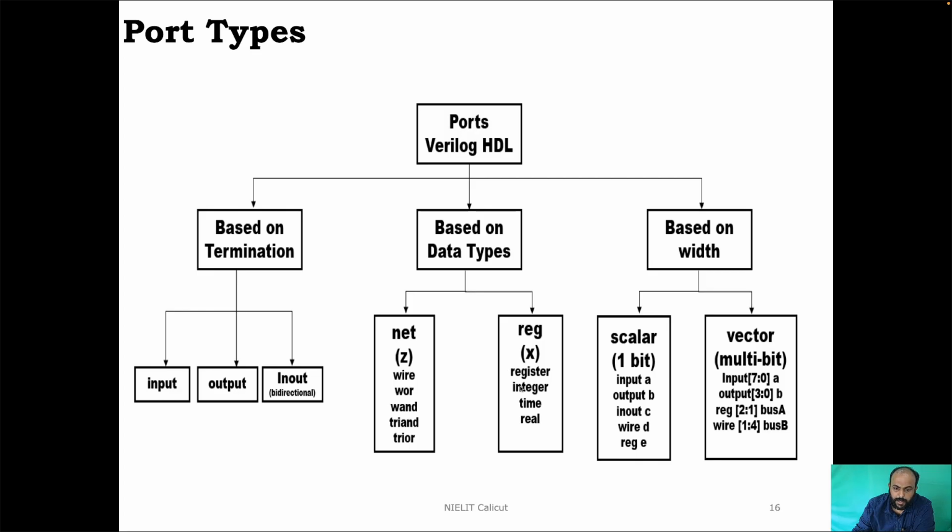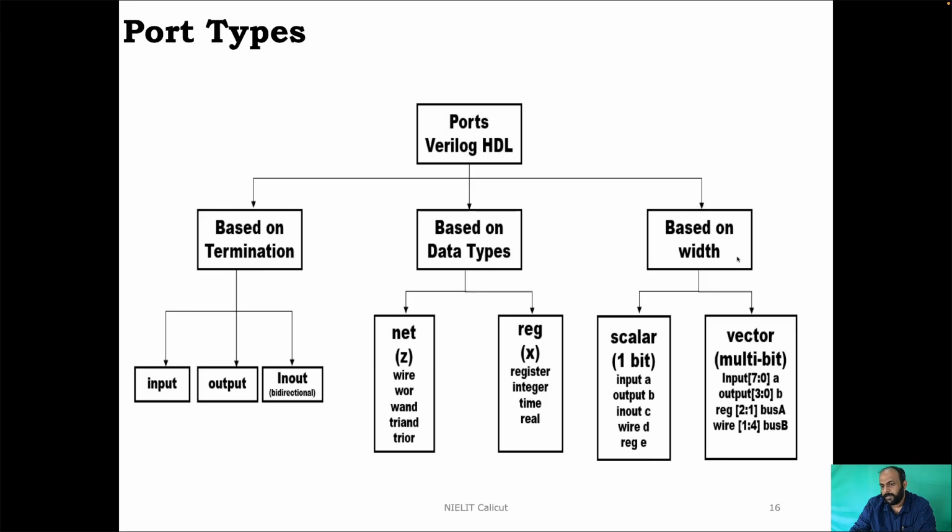Reg is the keyword and the other keywords are integer, time, real and so on. You also should remember what is the default value in each of these data types. The default value of net is high impedance, or Z, and the default value of register data type is X. So what I mean by default value is, you created a port of the type net, and before you start feeding it with any value, there exists a value in that connection, and that value is called the default value. In the case of net data type it is Z, in the case of register data type it is X. Okay, for real it is 0 and so on.